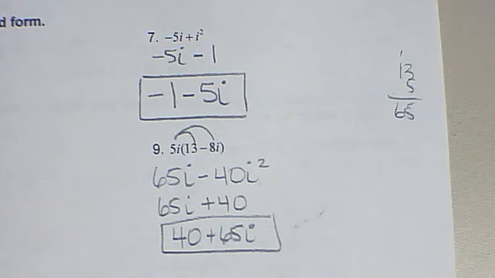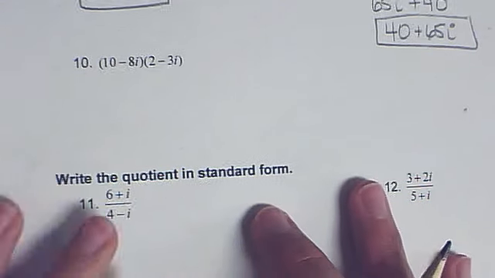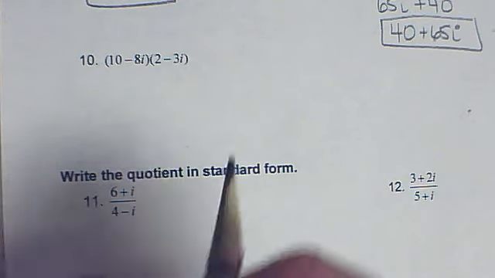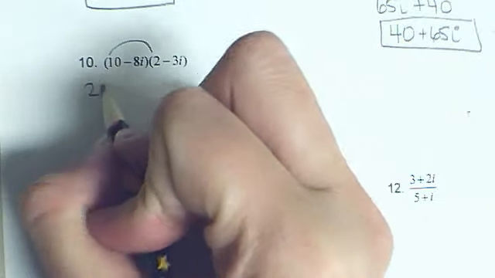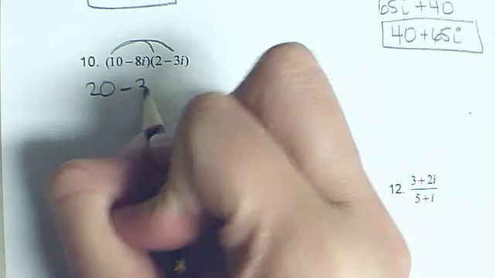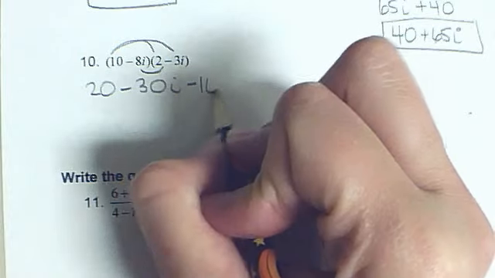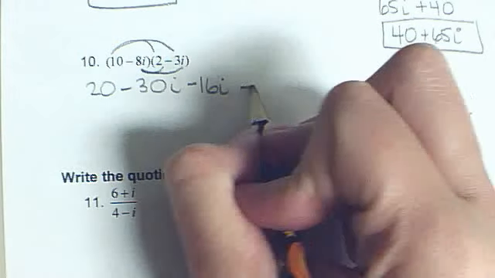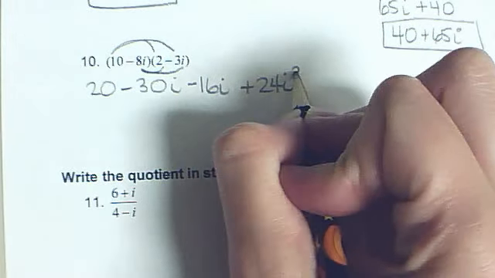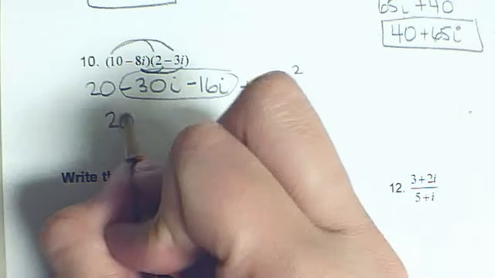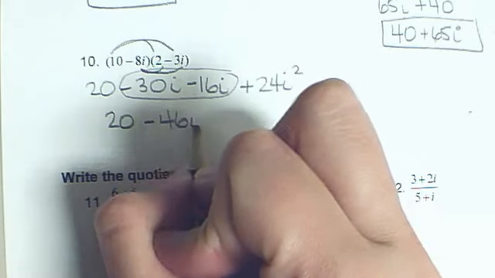Alright, let's look at the next one. I'm multiplying. I've got 10 minus 8i times 2 minus 3i. I want to distribute my 10, so I have 20 minus 30i. Distribute my negative 8, so I've got negative 16i plus 24i squared. I can combine my like terms here in the middle, so I have 20 minus 46i.